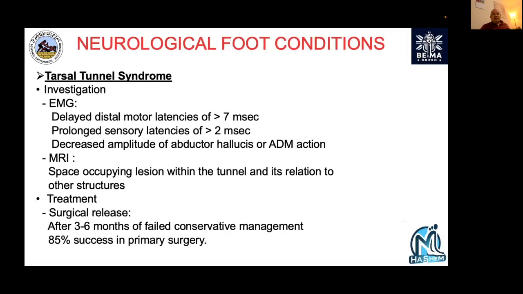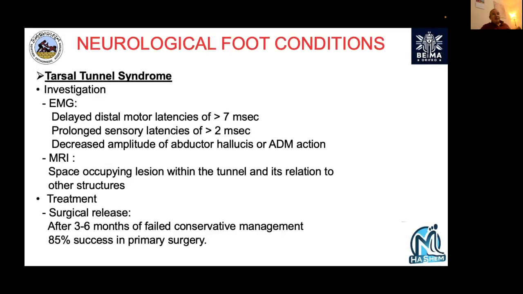And the treatment, definitely non-operative treatment if the patient is at an early stage. If the patient starts to have motor weakness, especially in the adduction of the hallux, then you have to go and surgically release it. Remember, surgical release is very successful if you're sure that the lesion is in the tarsal tunnel. Don't forget to check if there is a proximal lesion or not.